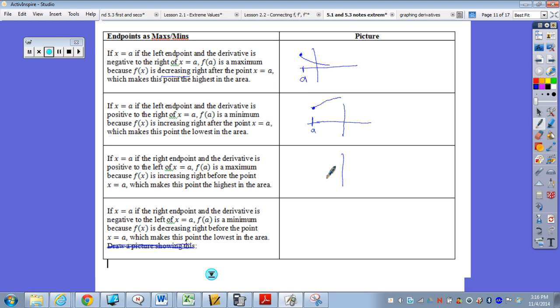If x equals a is a right endpoint, and the derivative is positive to the left, which means it's increasing left to right, this would again be a max because you're increasing up to that point, so it's the highest point. And the last one, if x equals a is the right endpoint and the derivative is negative to the left, so it's decreasing, this point is going to be a min. So those are your 4 cases when you have endpoints, if they're max or mins.